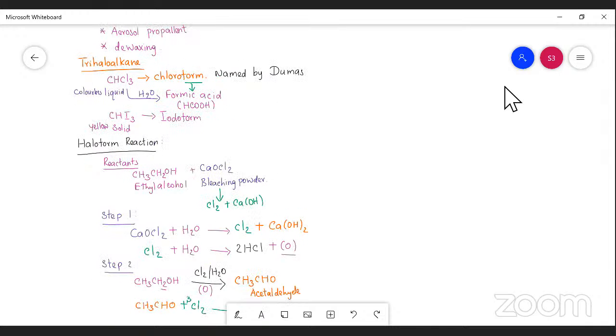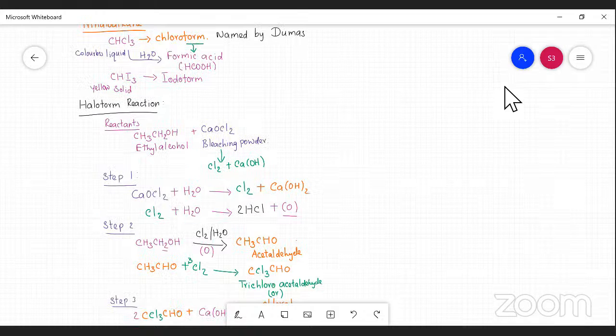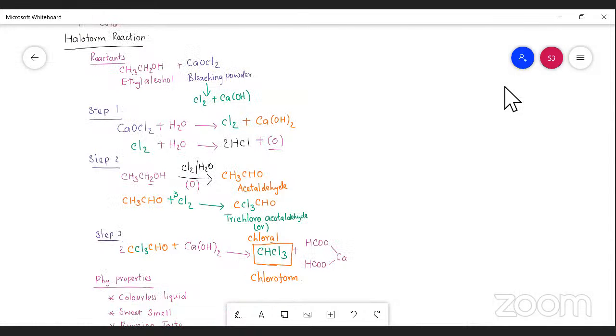How will you prepare chloroform? By the haloform reaction, and we may take the mechanism of this haloform reaction. For that, we take ethyl alcohol and bleaching powder. What is bleaching powder? It is CaOCl2. Why do we take bleaching powder here? It is a source of chlorine and calcium hydroxide. The chlorine acts as the oxidizing agent and the calcium hydroxide as an alkali. So we get chloroform.